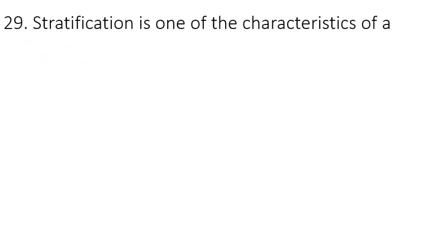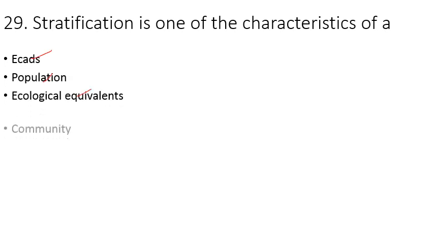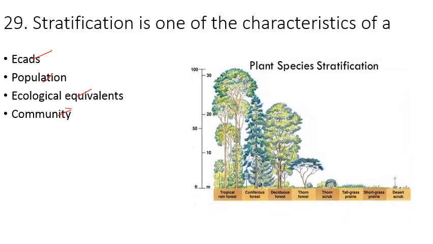Next question is stratification is one of the characteristic of. Our options are ECADs, population, ecological equivalence, or community. So its right answer is community. Community is a group of different species in a particular area. So stratification is basically vertical layering in the forest of different plants on the basis of their height. So we have different vertical layers in the forest, and this process is known as vertical stratification.